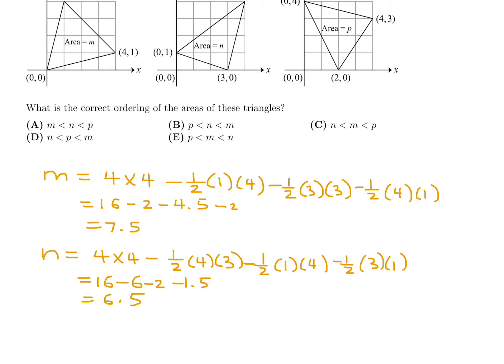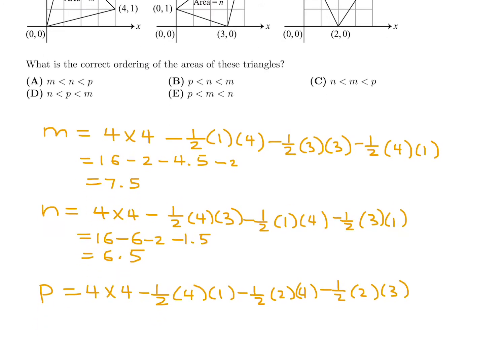And then now we have to do pretty much the exact same thing for P. And by now you get the hang of this. You're just subtracting 3 triangles. So it'll be 1/2 4 times 1 here, 1/2 2 times 4, and 1/2 times 2 times 3. And that is going to be 16 minus 2 minus 4 minus 3, and that is 7. So M is 7.5, N is 6.5, P is 7.